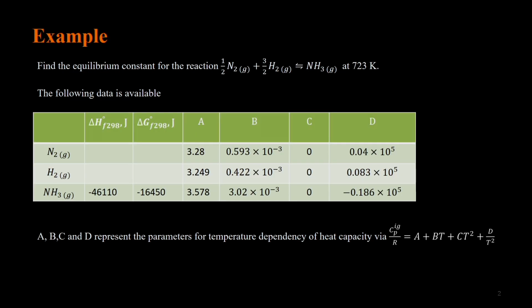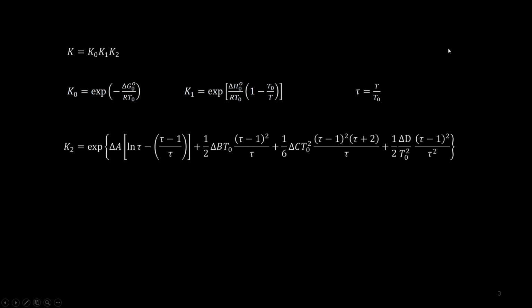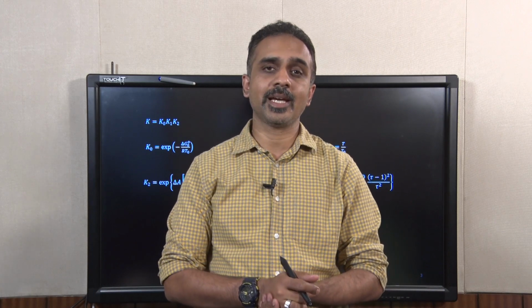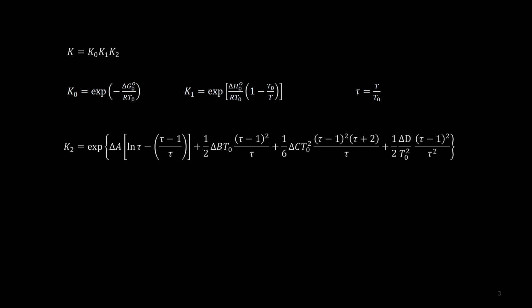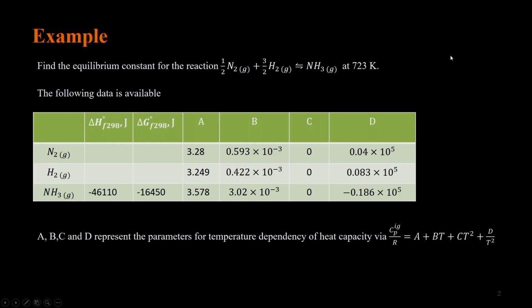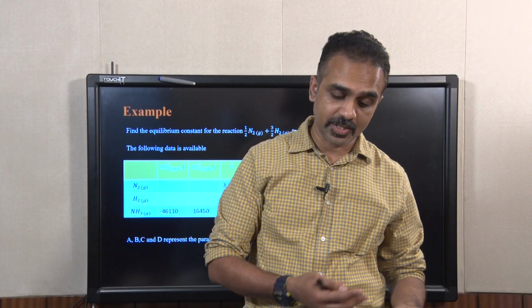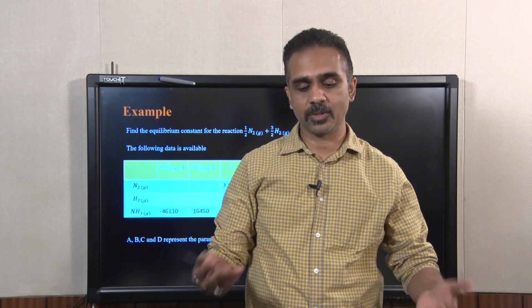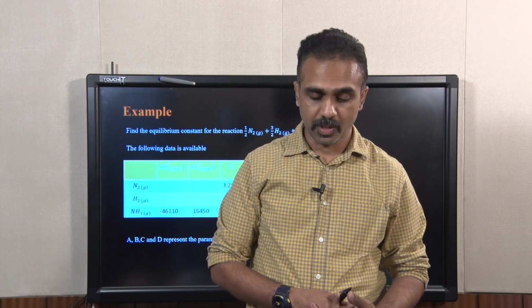Now, if you recall, the equilibrium constant K is defined as the change in Gibbs free energy over RT, or negative of that, and then that would be ln K. But then, since we require the equilibrium constant at 723 Kelvin, we need the Gibbs free energy change at 723 Kelvin. Now, if we look at the data given to us, we're given the Gibbs free energy change not at 723 Kelvin, but rather at 298 Kelvin. And also, it's not the Gibbs free energy change, but only the Gibbs free energy of formation for ammonia.